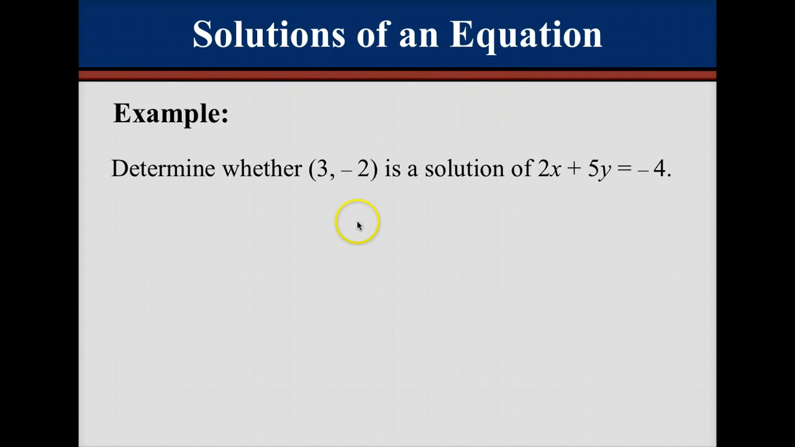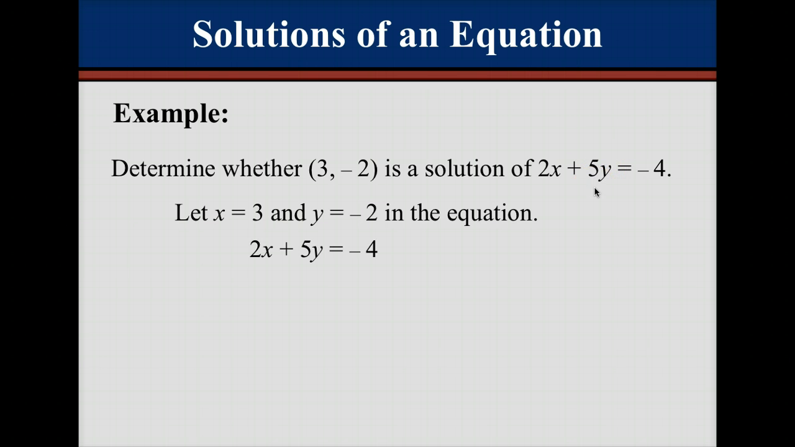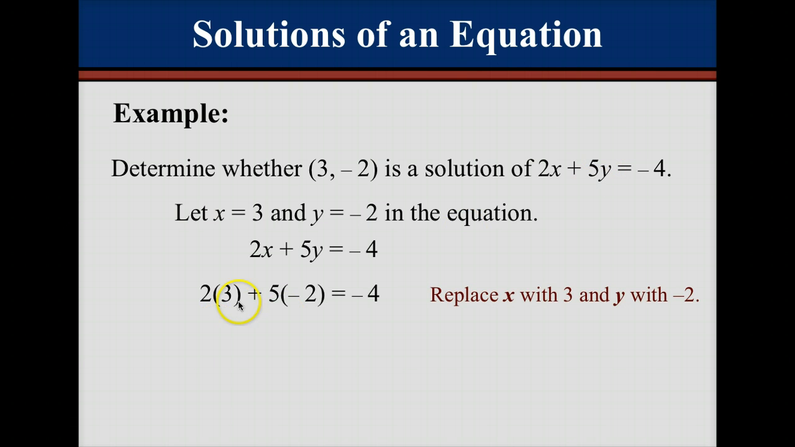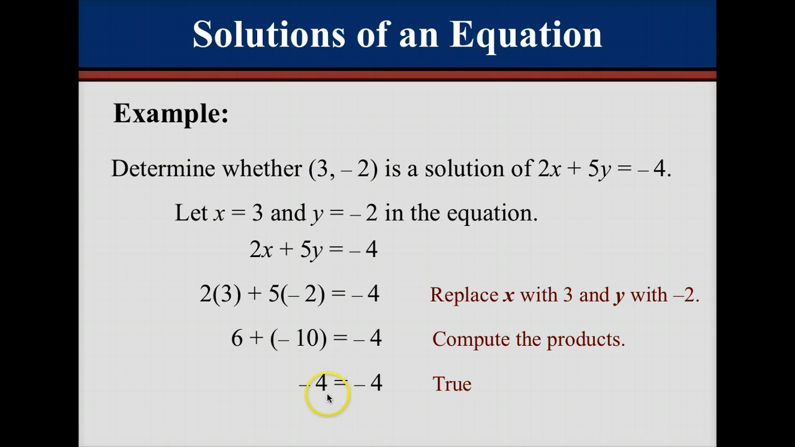For example, we need to determine if the ordered pair (3, -2) is a solution to this equation, or does this point lie on this line? So if we're going to let x equal 3 and y equal -2, we simply substitute by replacing the x with a 3 and the y with a -2, and see if it forms a true statement. Is -4 equal to -4? Yes, that is true. Because this forms a true statement, you know this point lies on that line.